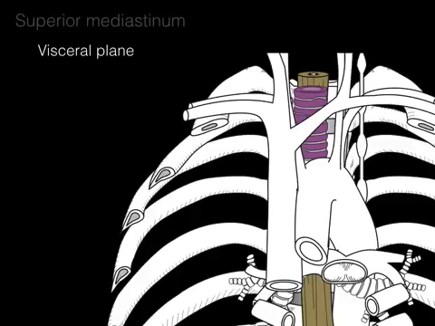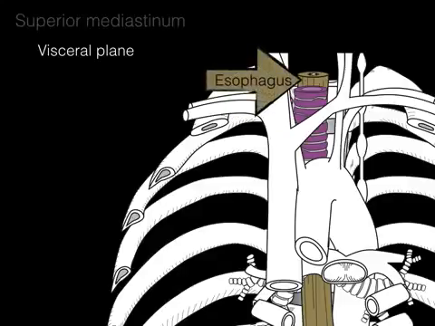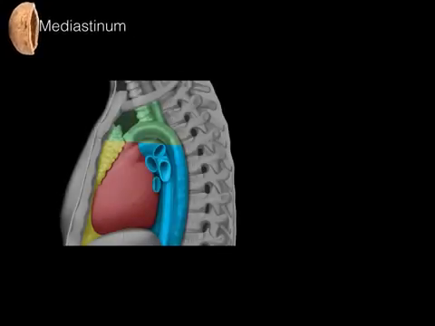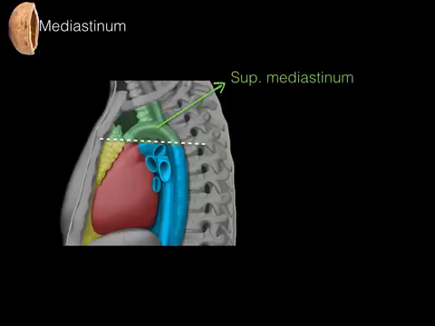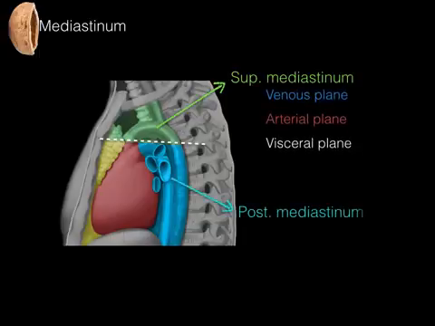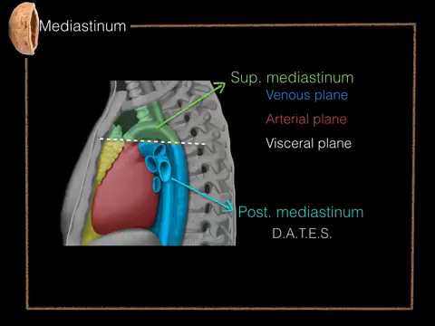Next is our visceral plane, where we see our trachea or the windpipe, and behind the trachea is the esophagus or our food pipe. And there we've got our visceral plane. And so, my friends, there is our mediastinum in a nutshell. If we take a look at that transverse thoracic plane, above it is the superior mediastinum, which has a venous, arterial, and visceral plane. And then the posterior mediastinum, which we covered earlier. And my friends, that's the mediastinum in a nutshell.